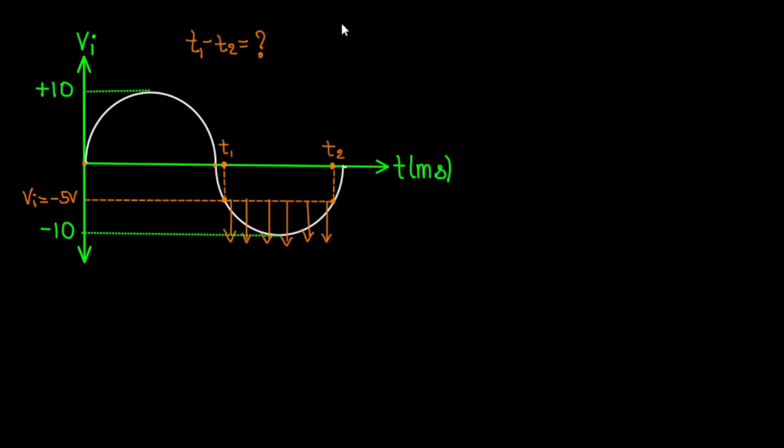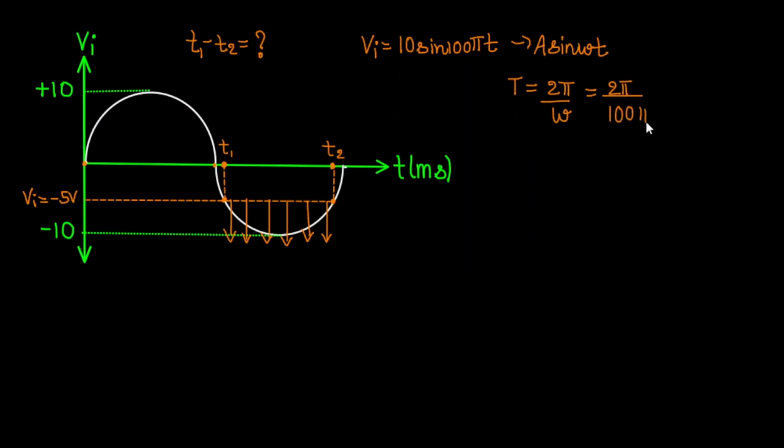Before we proceed, first let us calculate the time period of this input waveform. We have been given the input waveform equation, which is 10 sine 100 pi t. Here it is of the form A sine omega t. So time period equals 2 pi by omega. Here omega is 100 pi by comparison. So the time period in milliseconds is 20 milliseconds. As the time period of this input waveform is 20 milliseconds, this point is 20 milliseconds, this is 0 milliseconds, and this is 10 milliseconds, indicating the half time period.